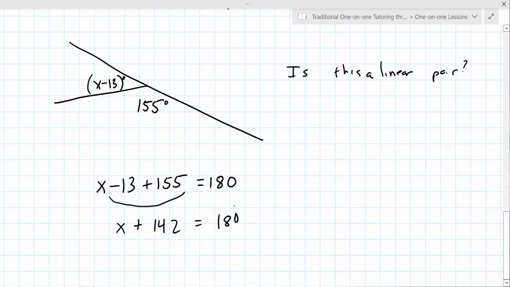Now what do you do to solve this equation? Now you should subtract. What do you subtract from both sides of the equation? 142. That's right.